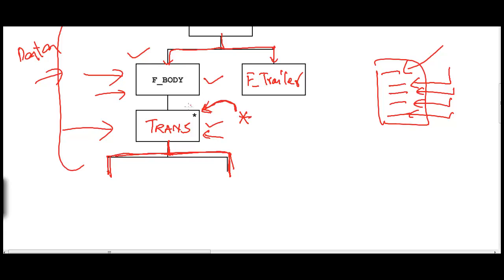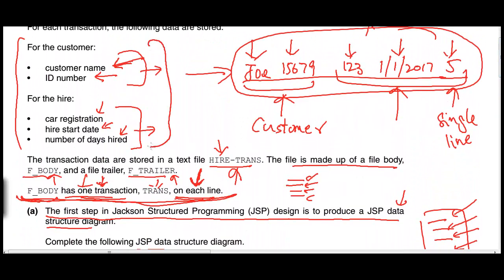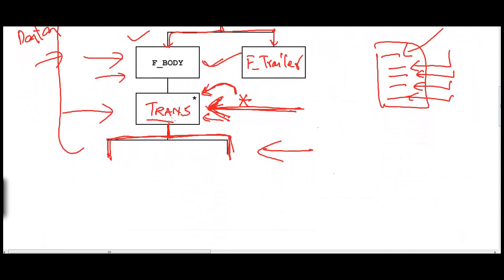So here what we've said is that in a file body, multiple transactions are going to be stored. Now we want to give more detail about the transaction. So here we have to say what kind of data is going to be stored in a transaction. Let's take a look at what the question says. The question says that this is the data that is stored for a single transaction. So these are the details that we need to provide right here.